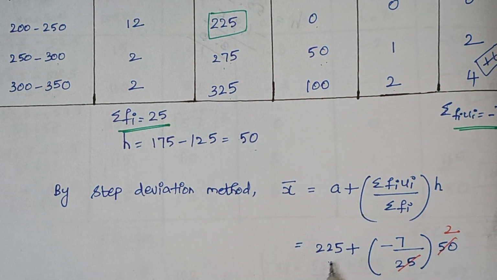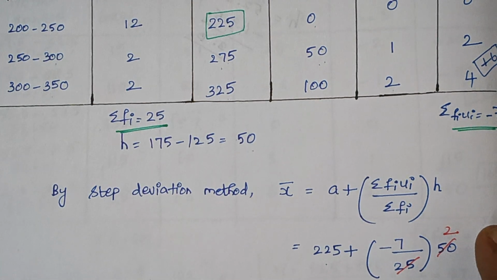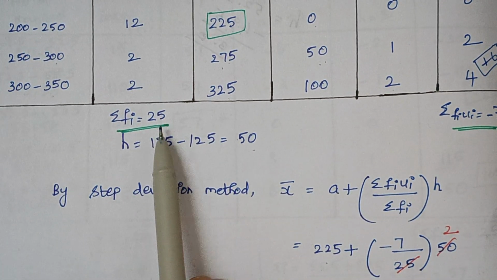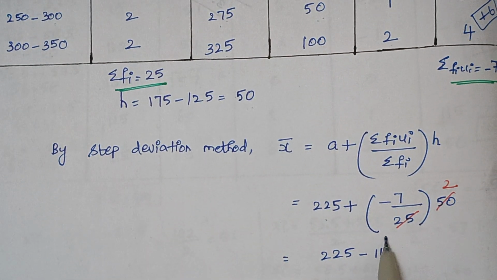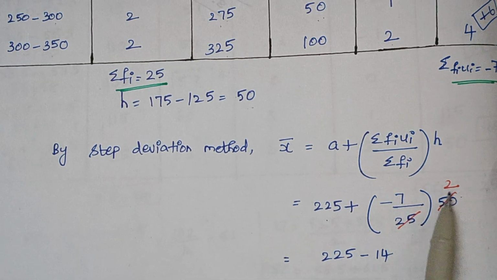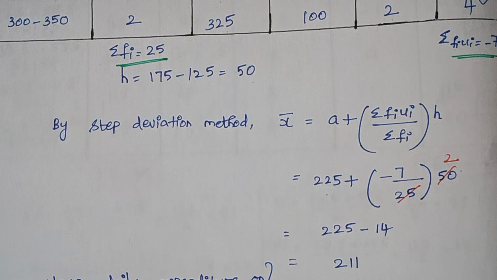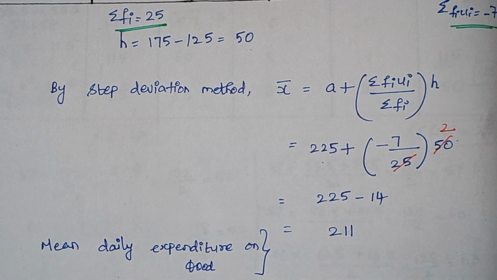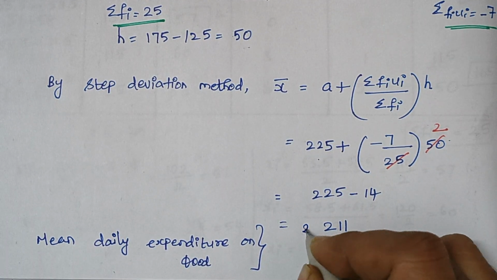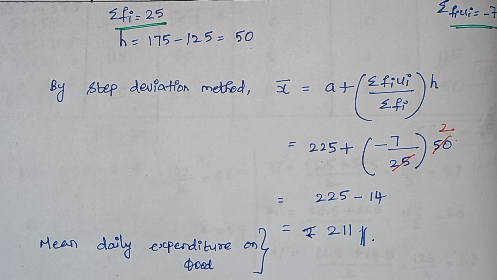So A is 225. Summation of Fi Ui is, you see here, minus 7. So minus 7 divided by summation of Fi is 25 and H is 50. So when you substitute, you see 50 and 25 they cancel by 2 times, and 7 2s are 14. So 225 minus 14 gives you the answer 211. So this is the mean daily expenditure on food. So this is in rupees, right? So it is 211 rupees.